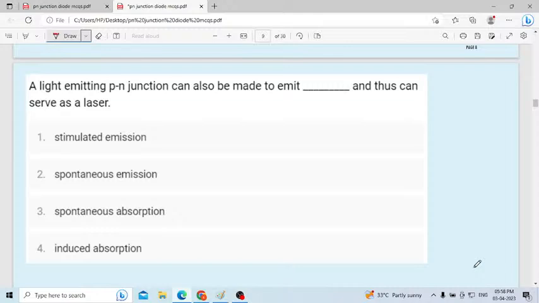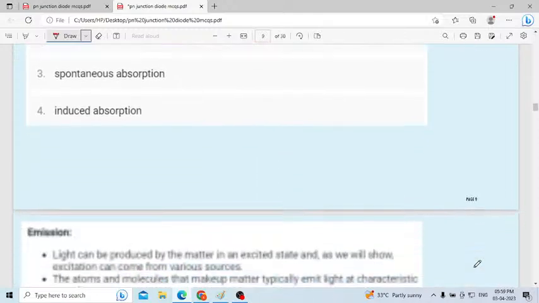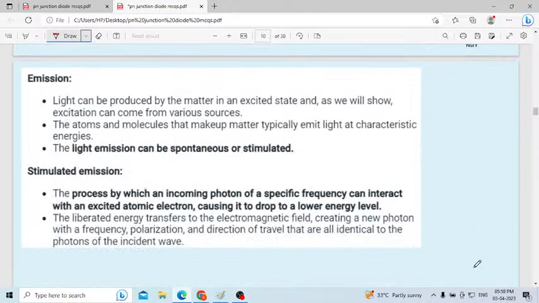A light emitting PN junction, meaning a light emitting diode, can also be made to emit dash and thus can serve as a laser. Stimulated emission, spontaneous emission, spontaneous absorption, or induced absorption. Maybe these are new words you are listening to. That's why I will explain first, then tell me the correct one.